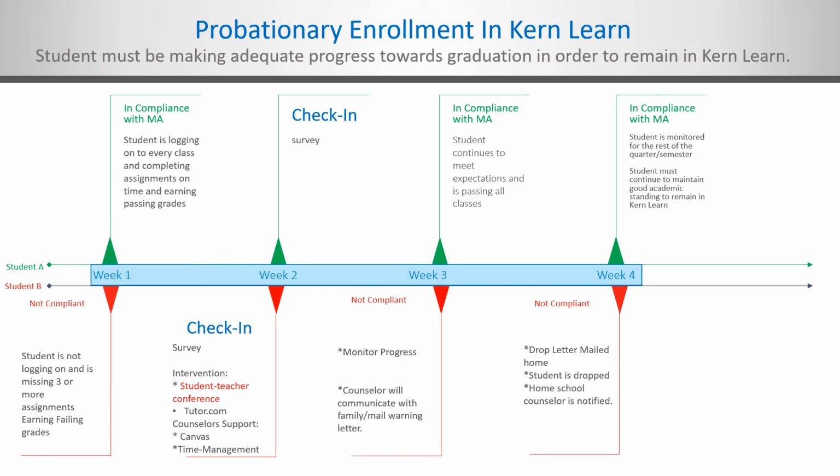Student A must continue to be working and submitting assignments on time for the rest of the semester if they wish to remain in Kern Learn. If after 4 weeks student B is not in compliance with the master agreement, they will be dropped from Kern Learn to prevent them from failing their classes and not graduating on time. A drop letter will be sent home, and we will notify the student's homeschool counselor so that they can build a schedule for your student.